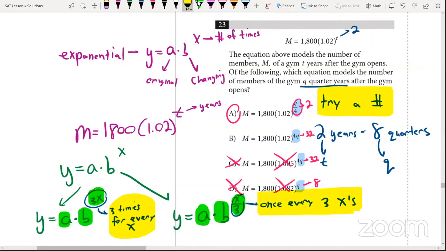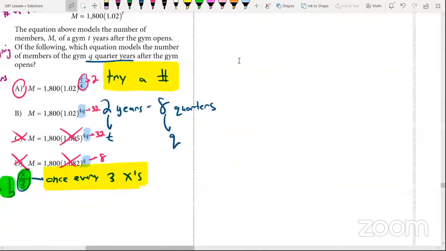So very confusing, and I'm treating this with some TLC in the way I'm trying to explain it because it is one of the harder concepts on the SAT. So let's go over to number 24 now.